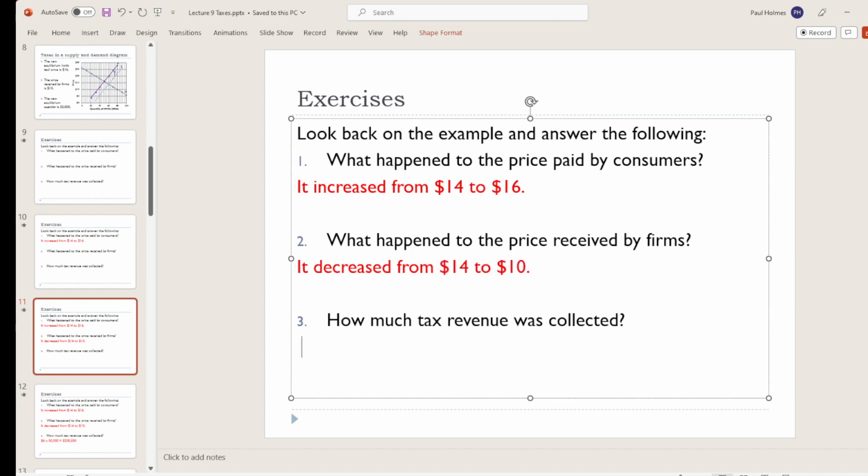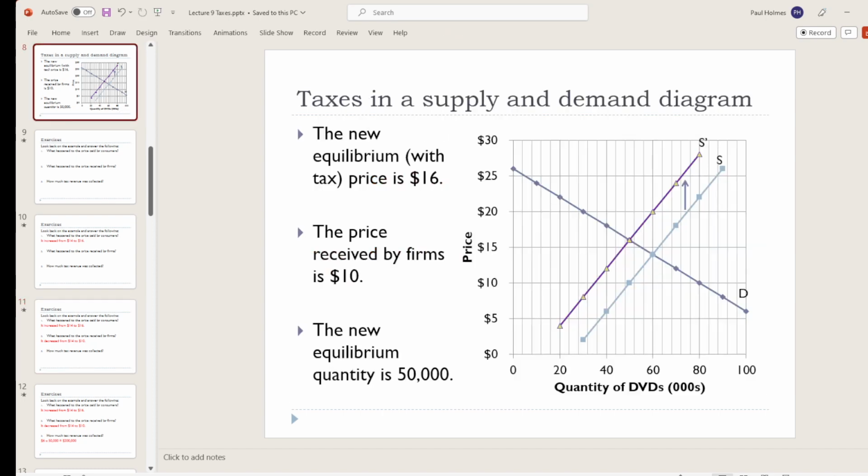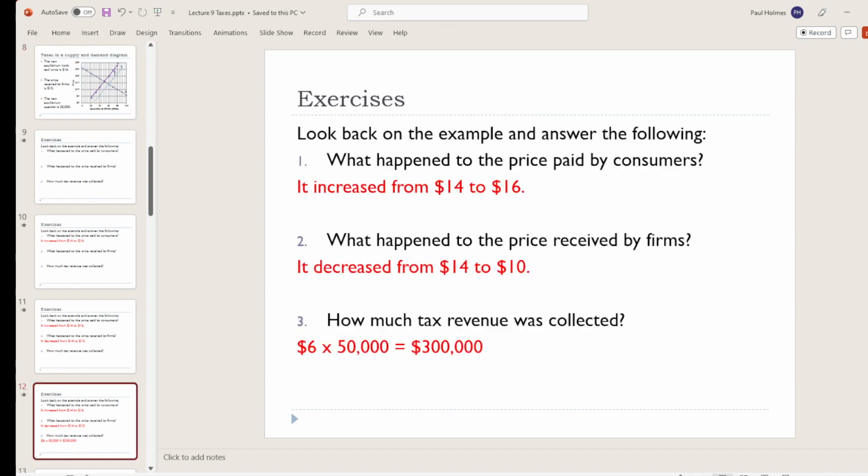A third question, and this is a pretty important one for analysing the effect of this tax, is how much money did the government collect? So for that, we just need to know two things: the amount of the tax, like how much the tax was per unit sold, and how many units were sold. Well, we know the equilibrium quantity is 50,000, and there was $6 as a tax. So our tax revenue then is $6 times 50,000 gives us 300,000 in tax revenue.